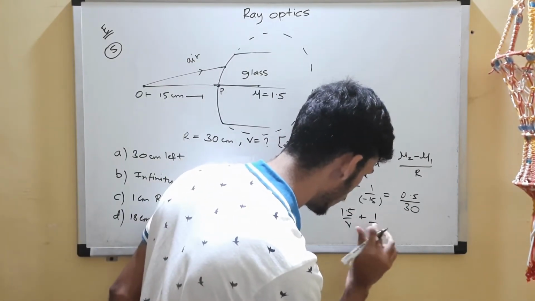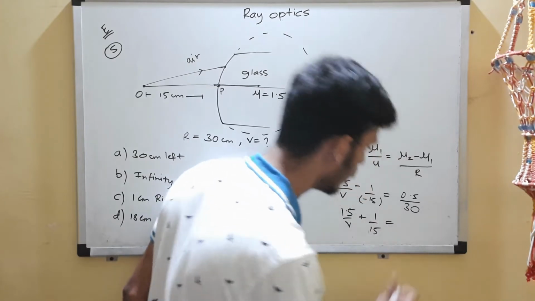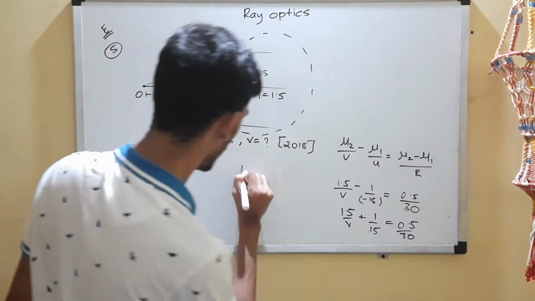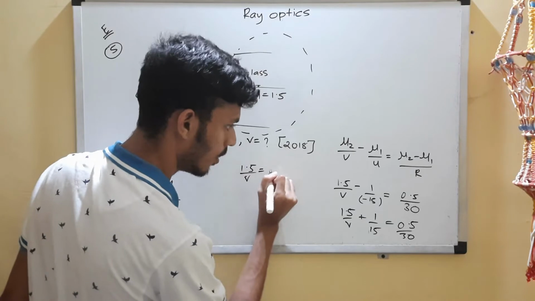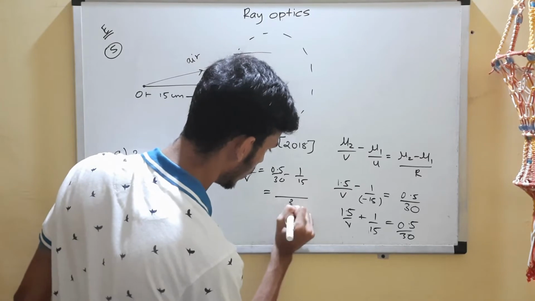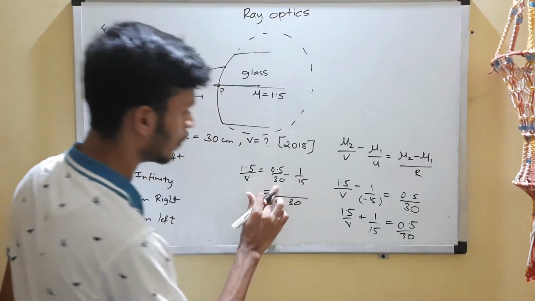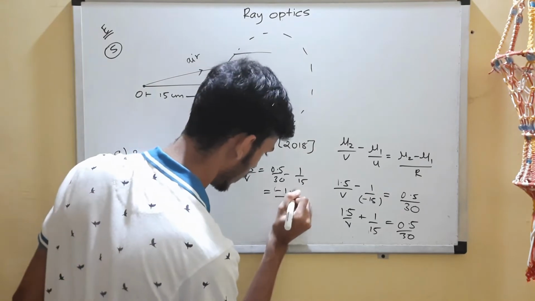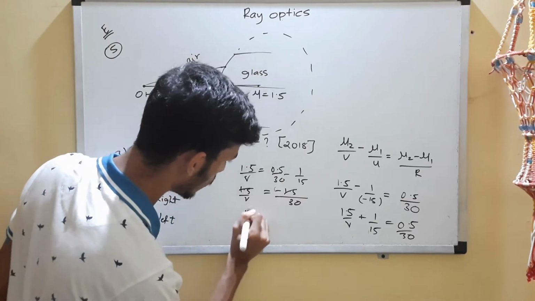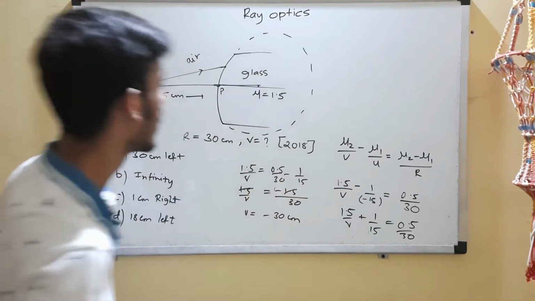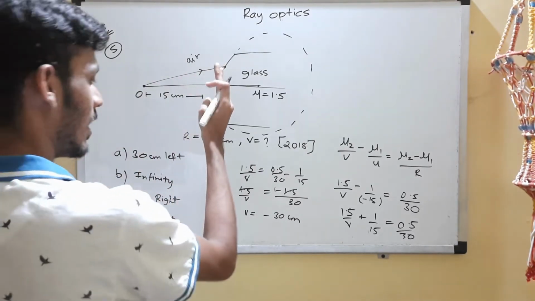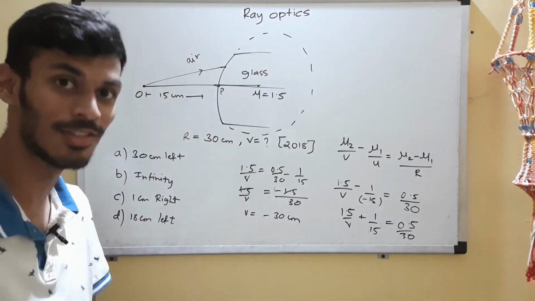So this is 1 by 15. We'll keep it as it is. So 1.5 by v is equal to 0.5 by 30 minus 1 by 15. So 30 is the LCM. 0.5 minus 2 is minus 1.5. So 1.5 divided by v, this and this will get cancelled. So v is minus 30 centimeters. So the image is actually formed on the left hand side. It's minus 30, so it's on the left hand side, opposite to the direction of the incident ray.